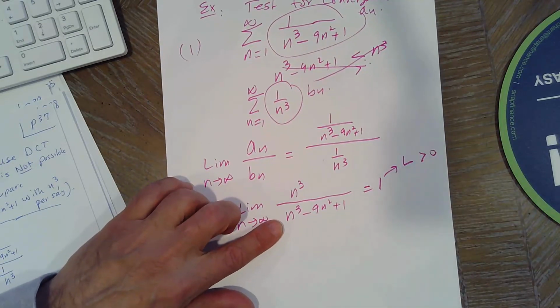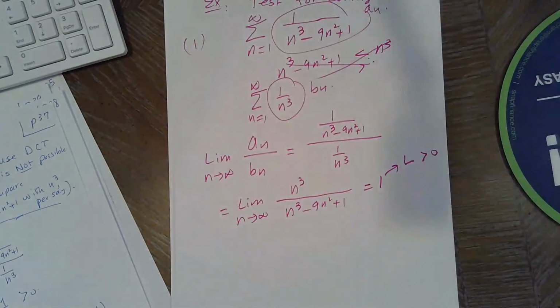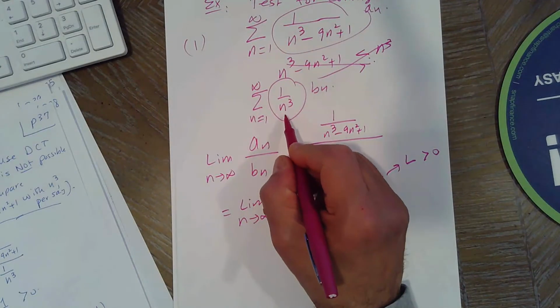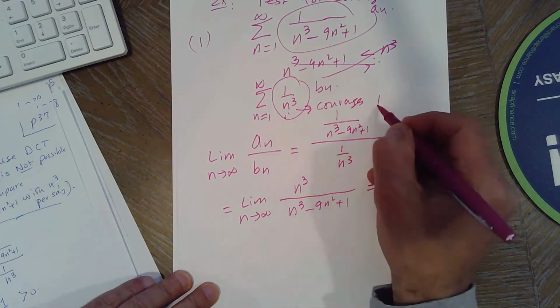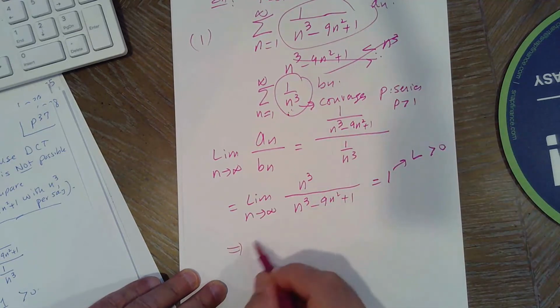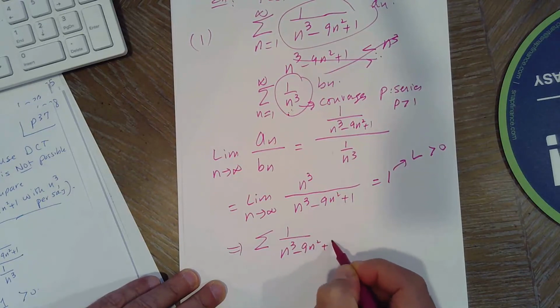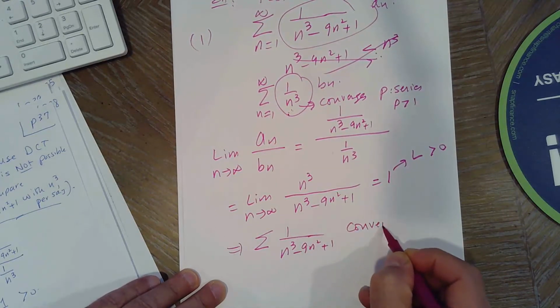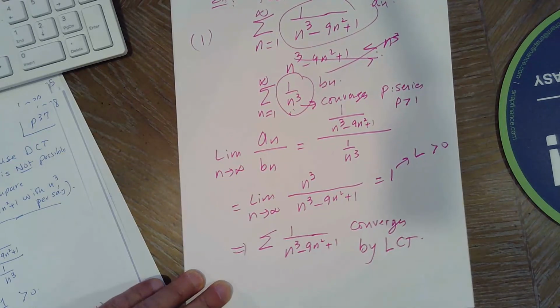So if L is positive, the two series either both converge or both diverge. Well, we know sigma 1 over n cubed converges because it's a p series with p greater than 1. That means sigma 1 over n cubed minus 9n squared plus 1 converges as well by the limit comparison test.